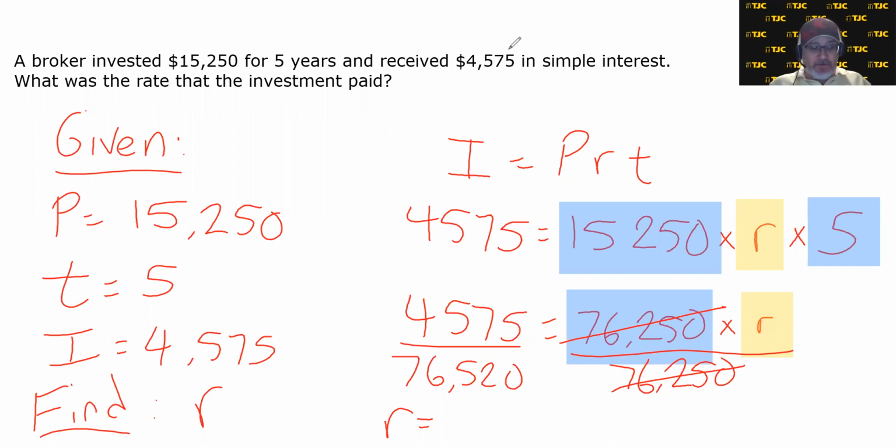15,250 times 5 is 76,250. That is set up correctly. 4,575 divided by 76,520. Yep, I get the exact same results as before. So it's a pretty obnoxious decimal, which I'm going to write down in just a second. But I'm kind of curious to see what was done in this particular example in terms of rounding.